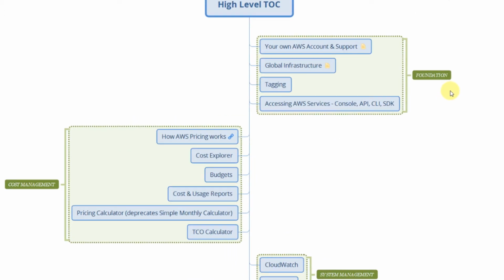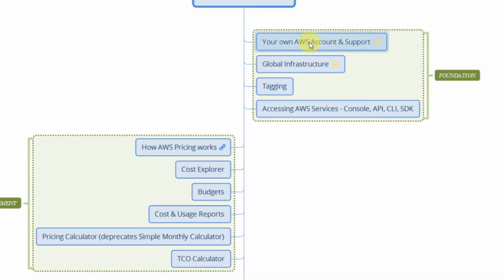You should start with the basic foundation, get your own account, understand the support plans, and look at the free tier and understand it. The best way to learn about the services would be hands-on using your own account. Global infrastructure is fundamental. Learn about regions and availability zones and edge location support. Tagging is used by almost every service and it's also used for cost management and various other useful reasons.